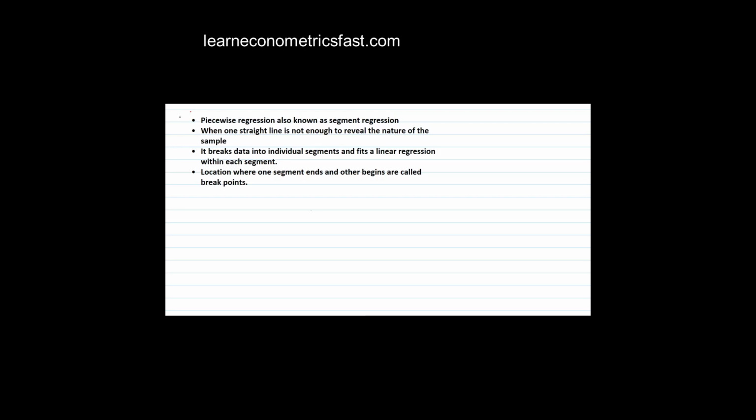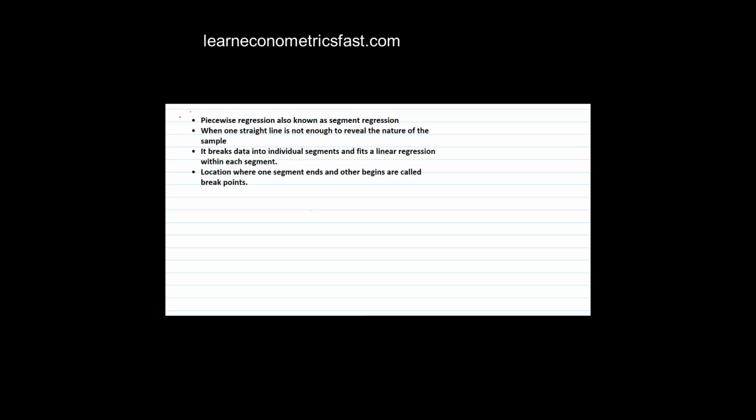Today we will be learning one concept, that is piecewise linear regression or segment regression. In those cases, if you take sample data of such employees, then it will not reveal the true nature of the sample. Why? Because up to a certain fixed amount they have one rate, then after that they have another rate as sales commission, right? So the data will actually be broken into two segments.